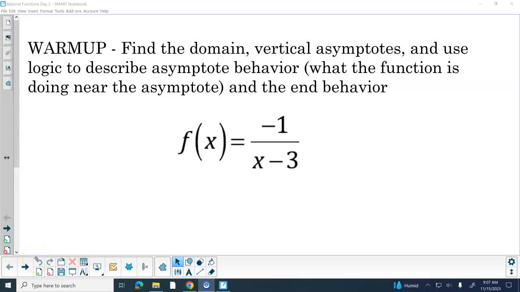Alright, so then from Monday, I'll come around and I'll collect the test that I handed back, and then if you would do this warm-up problem, finding the domain, the vertical asymptotes, asymptote behavior, and end behavior.